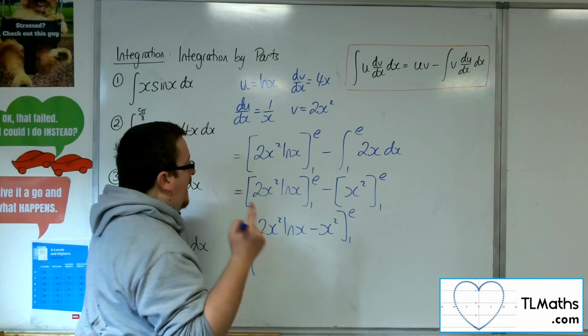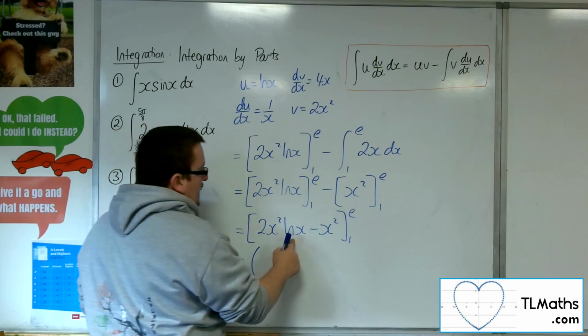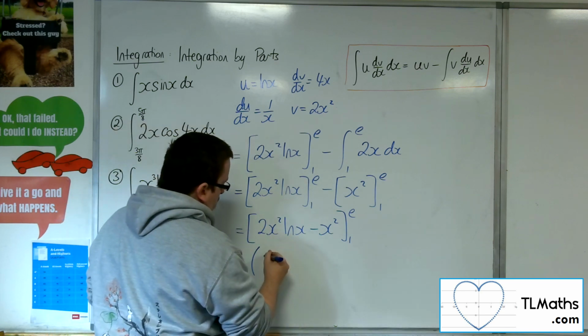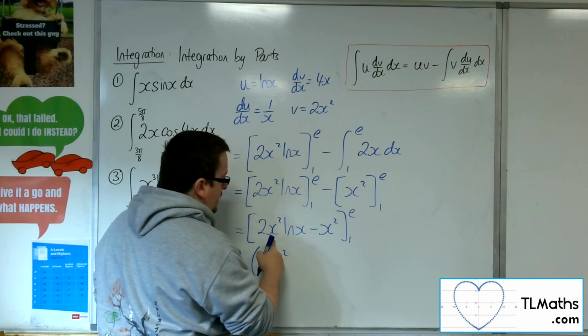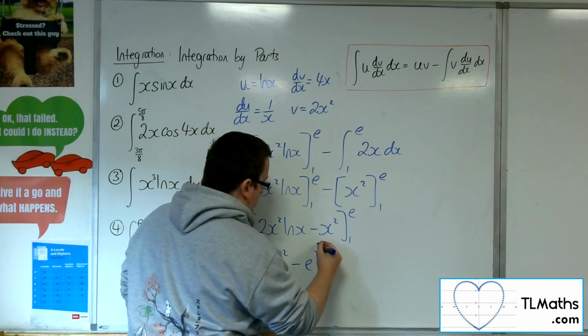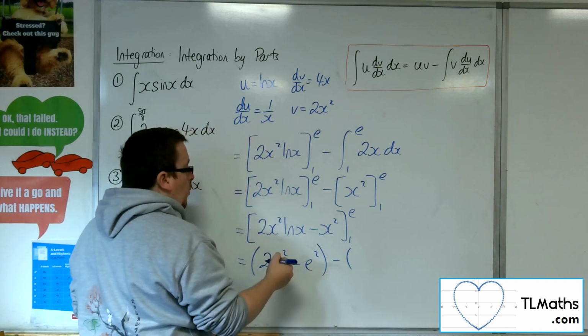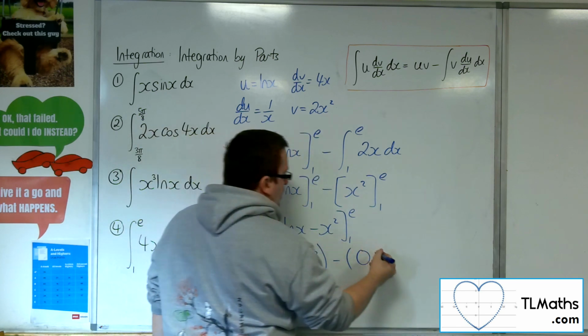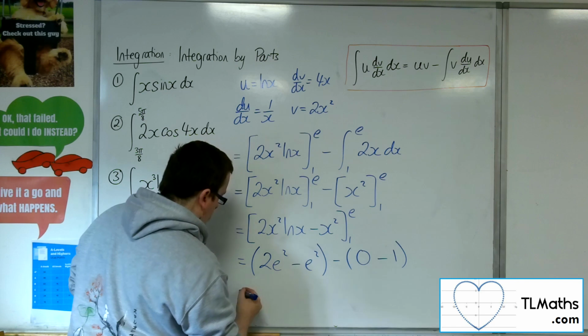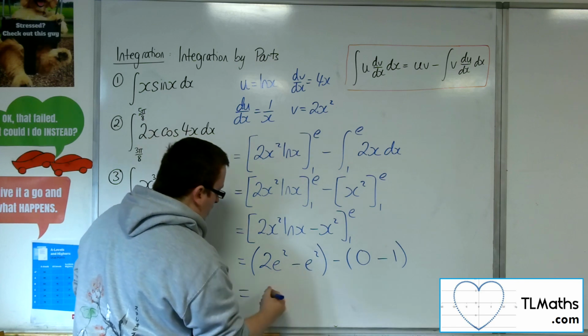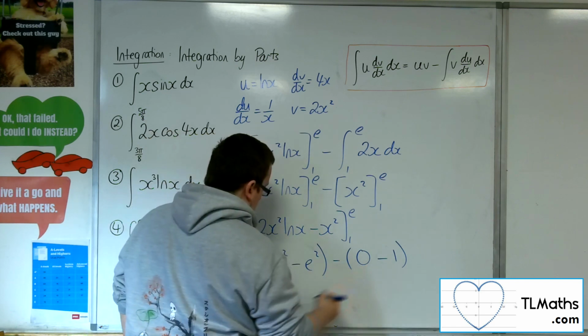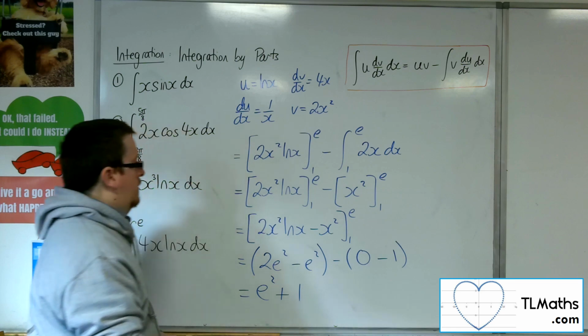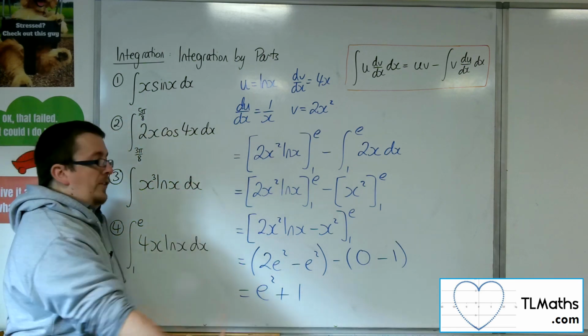So substituting in e, log of e is just 1. So I'll get 2e squared, take away e squared. Substituting the 1, well, log of 1 is just 0, take away 1 squared, so take away 1. So I've got 2e squared, take away e squared, so e squared plus 1. Okay, and that is the answer to number 4.